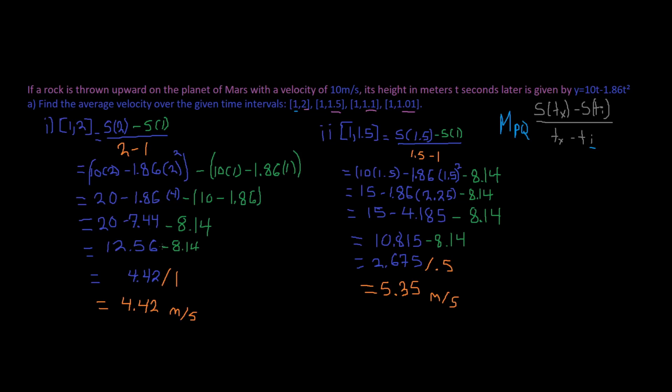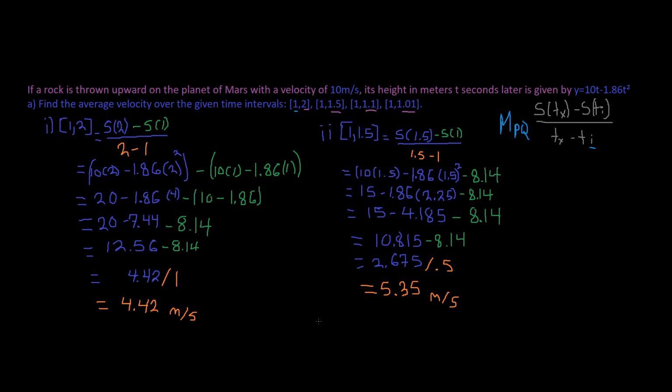So let's work out this one really quick. We use 10 times 2, because the function is 10t, so that's 20. Then 1.86 times 2 squared, and 2 squared becomes 4. Then 10 times 1 is 10, and 1.86 times 1 is 1.86. We subtract that, and it becomes 8.14. This becomes negative: 4 times 1.86 becomes negative 7.44. 20 minus 7.44 gives us 12.56. Minus 8.14 gives us 4.42. Divided by 1, that gives us 4.42.